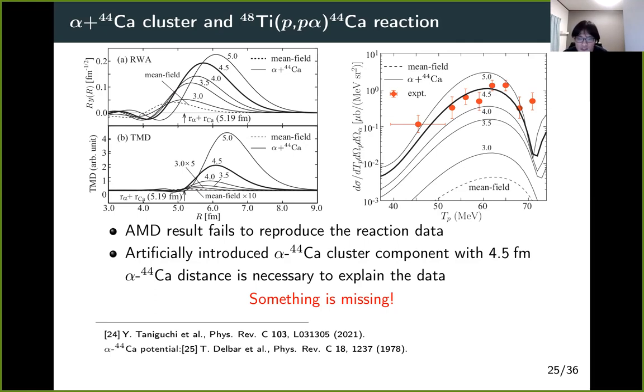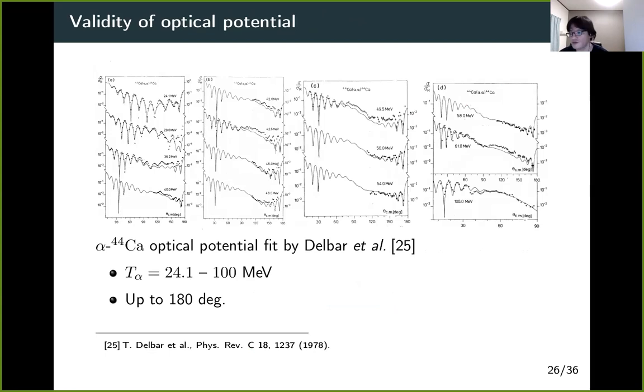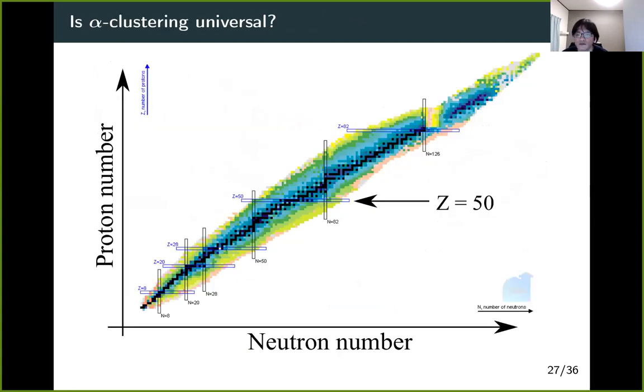And okay, let me skip this one. Now I'd like to jump to much heavier, medium mass nuclei. One important question is: is alpha clustering universal throughout the nuclear chart? Here Z equals 50, that is tin. Because Z equals 50 is a magic number, we have many tin isotopes here.